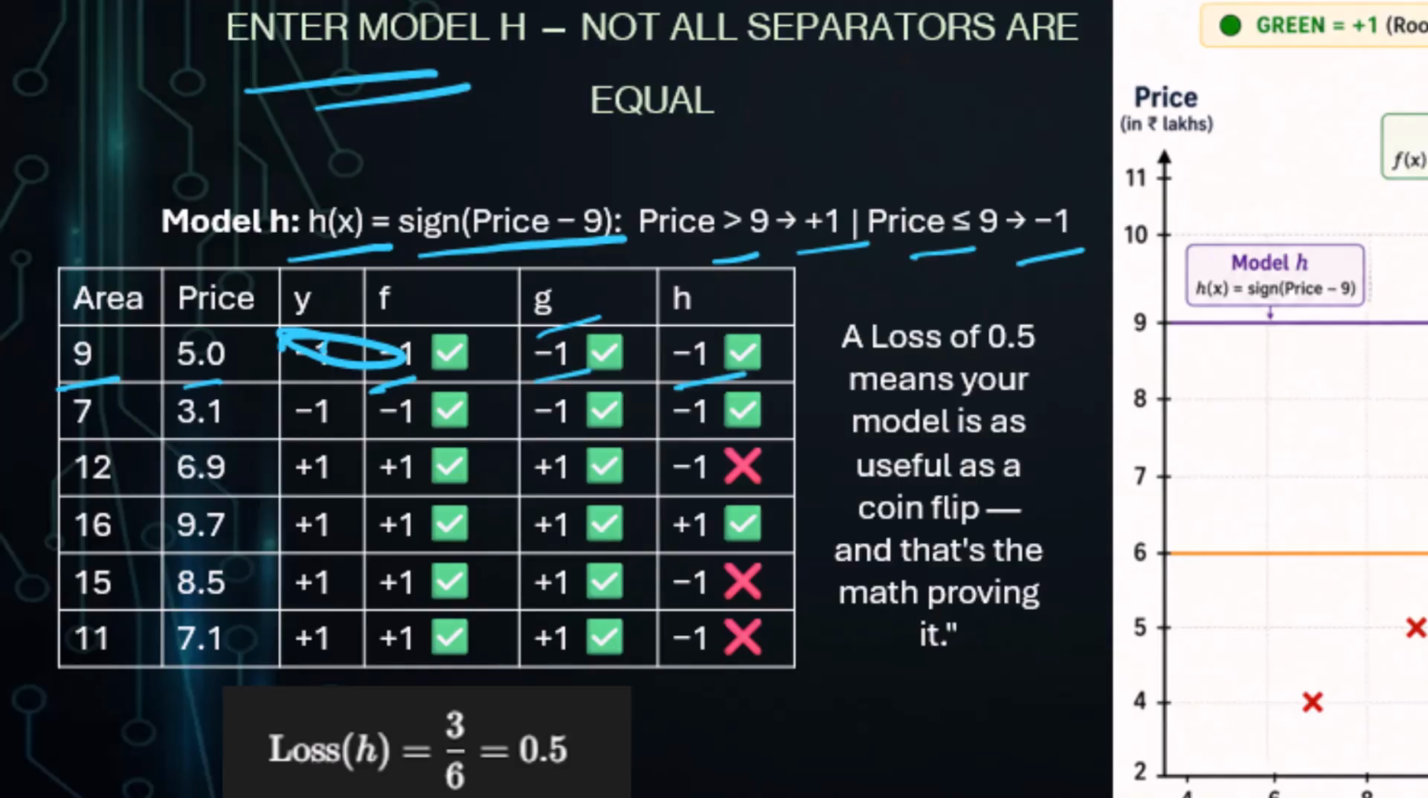Now we go to this 7, area is 7, so this was less than 10, so it will be -1, which is predicted F, and 3.1 was less than 6, so again G predicted -1, the actual price was -1 also, and our H model also predicted it as -1, perfect, because the price is less than 9, so it has to be -1, so it is also 100%.